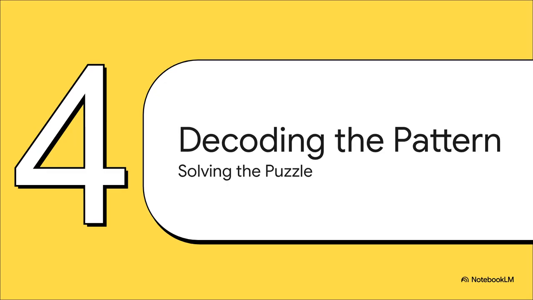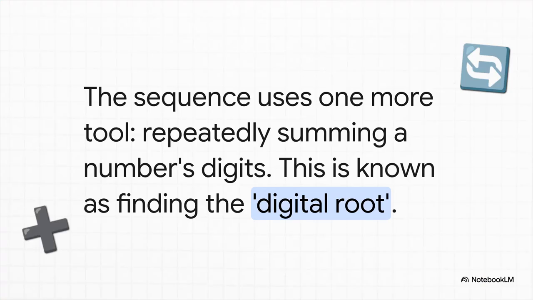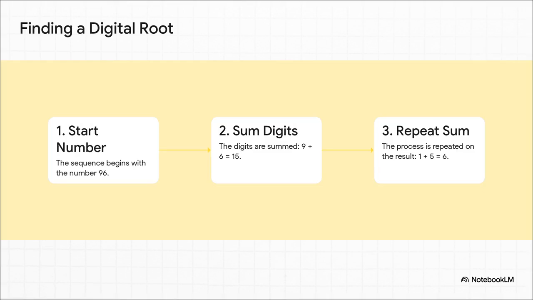Okay, so now we have our tools. We understand addition, we understand concatenation, and we know how they're connected. We can finally go back to that original puzzle and see how this whole system actually works. We're ready to decode this thing. So there's just one last piece we need to solve this. The sequence uses another really simple operation, just summing the digits of a number over and over again until you get down to a single digit. You might have heard this called finding the digital root of a number. So let's look at the source again. The sequence starts with 96. If we sum its digits, 9 plus 6, we get 15. That's still two digits, so we do it again. 1 plus 5 equals 6.